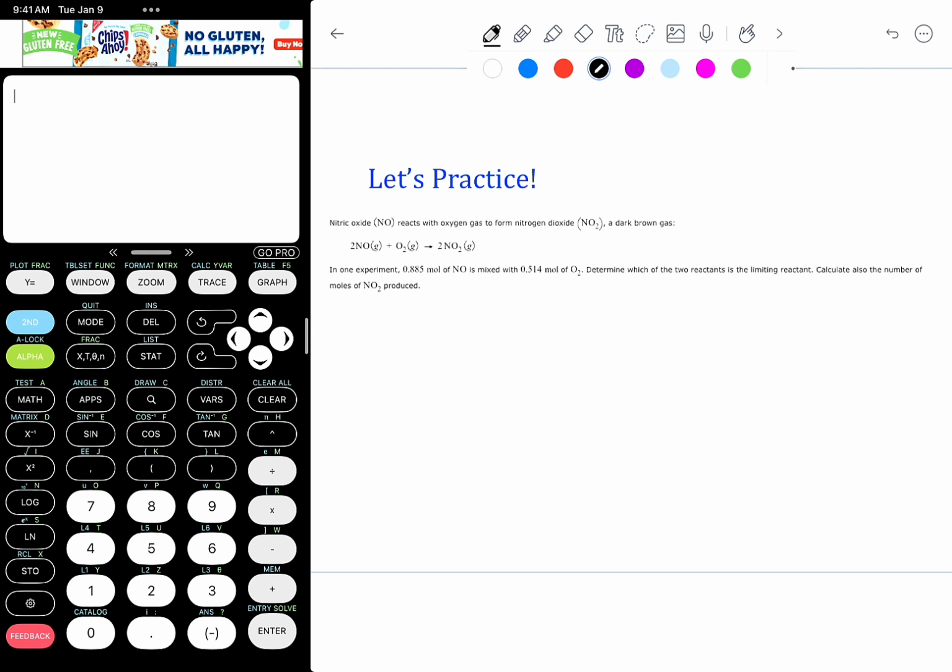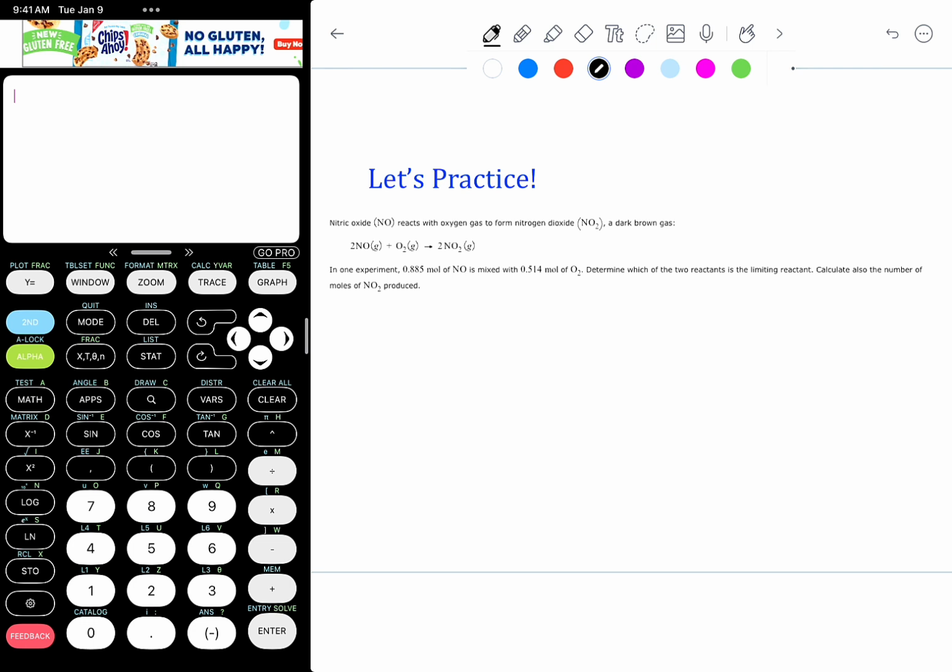In one experiment, 0.885 moles of NO is mixed with 0.514 moles of O2. Determine which of the two reactants is the limiting reactant. Calculate also the number of moles of NO2 produced.